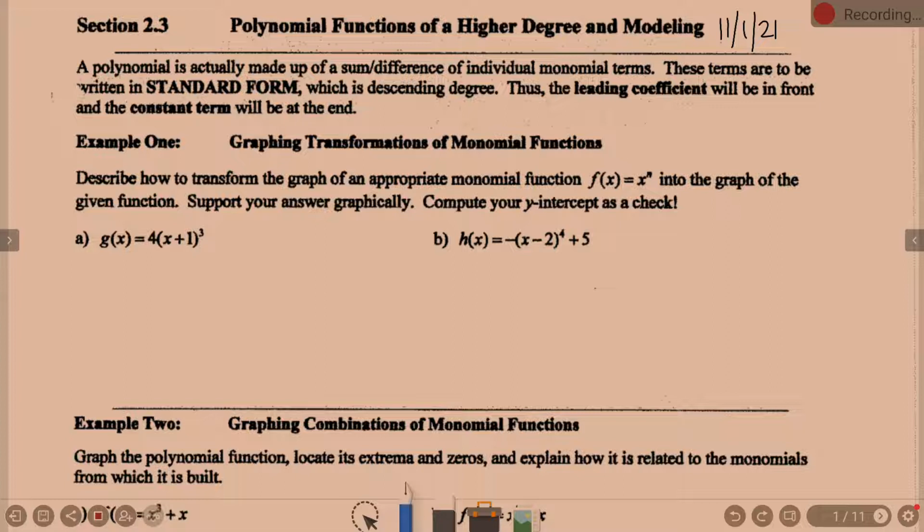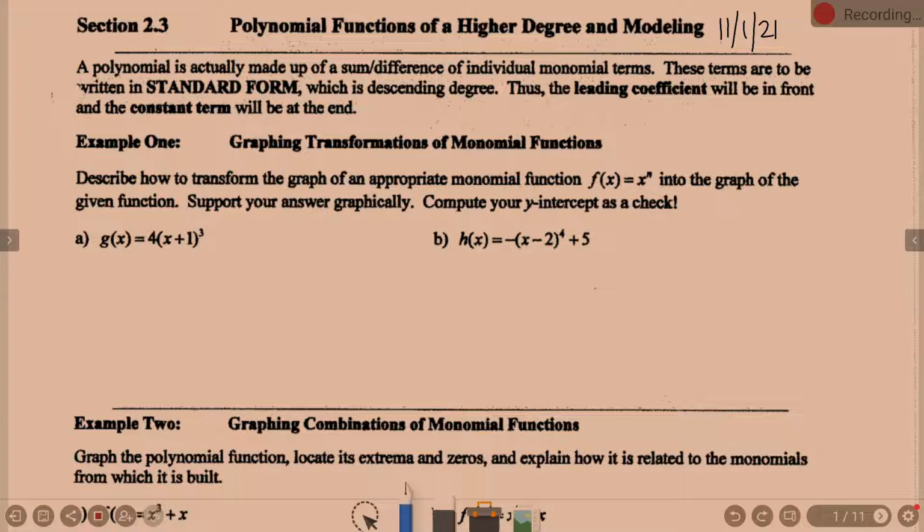Lesson 2.3 is polynomial functions of a higher degree and modeling. So when we talked back in lesson 2.1, it was the linear function, so x to the first, and quadratics, x to the second. This is higher degree, so a lot of x to the third and x to the fourth type stuff. What do they look like? How do we deal with them? What do we know about them? Lots of information about them. So let's jump right in here and get started.